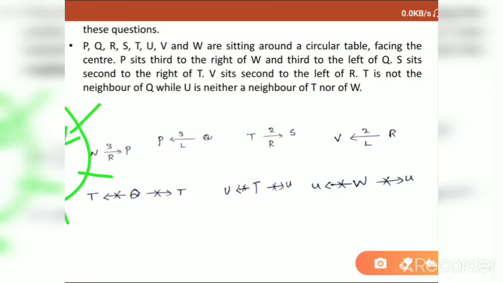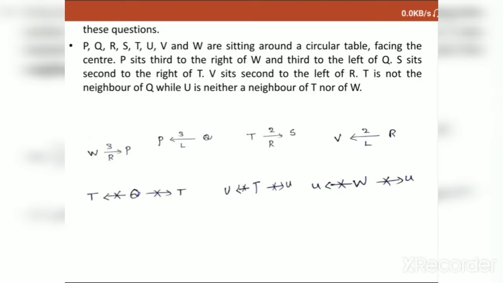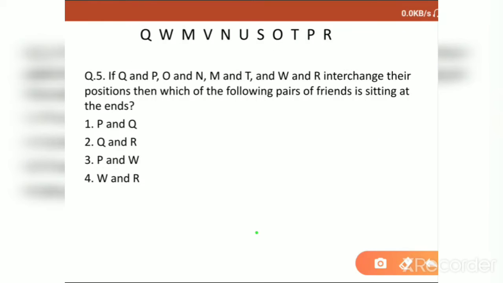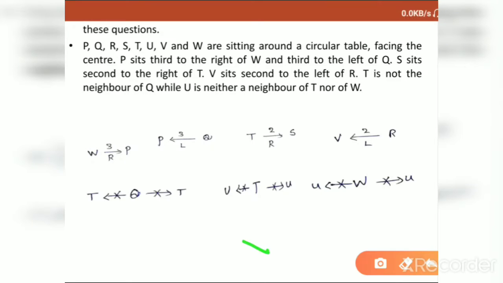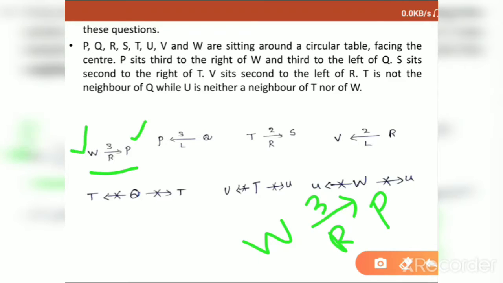Next, I am going to represent all the remaining information with some symbols. Let's see the symbols. P sits third to the right of W. So if W is sitting here, to the right of W there is P. In which place? Third place. In which direction? Right direction. That's what I represent here. P is sitting to the right side of W at third place. This R represents right side and this number represents which place, and who is on which side. P is right side, W is left side. That's what I wrote here.